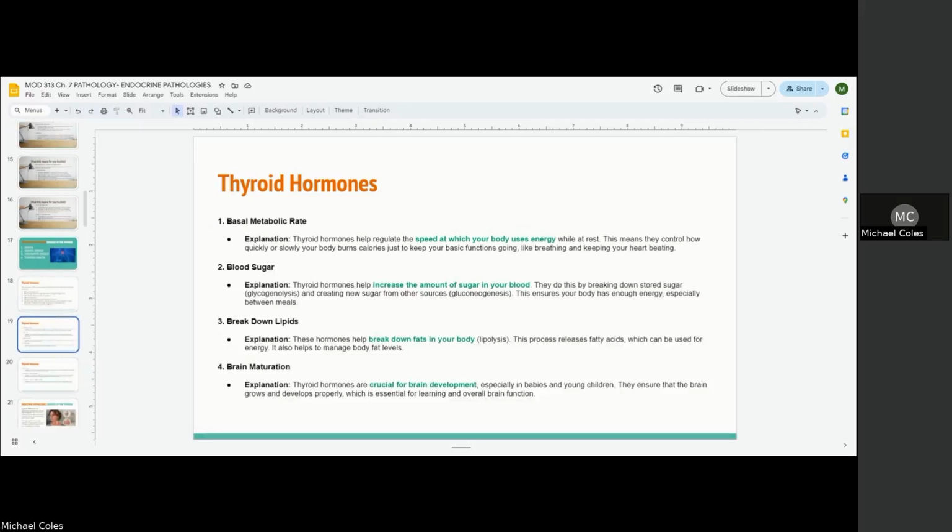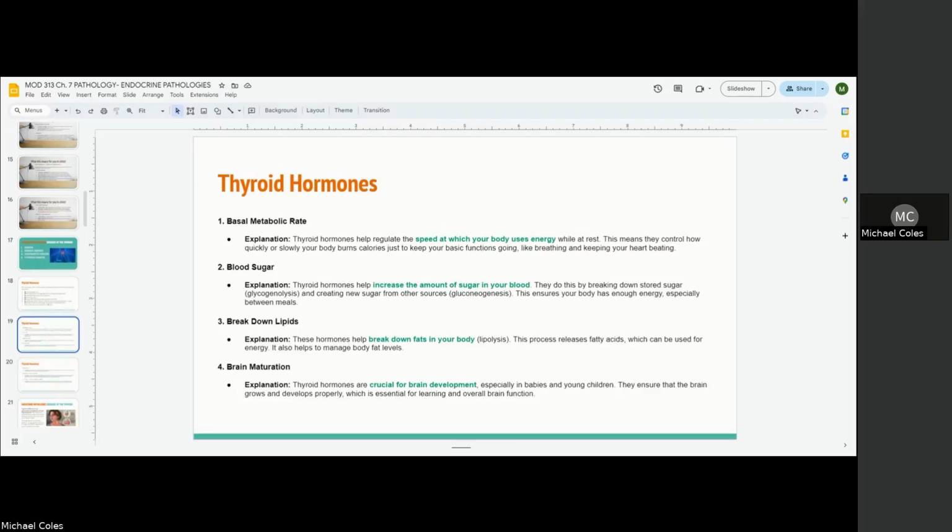Okay, so you have your basal metabolic rate, right? This is the speed at which your body uses energy. So you have kind of like a baseline at rest. You don't want it to go too low. You don't want it to go too high, right?